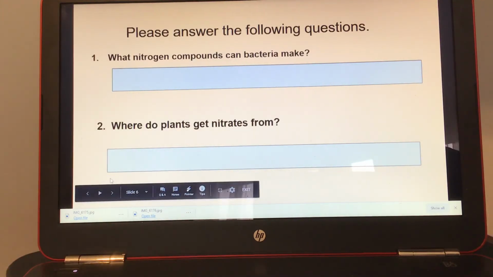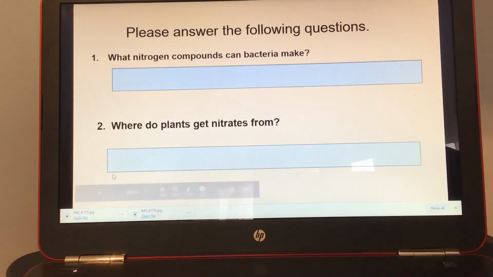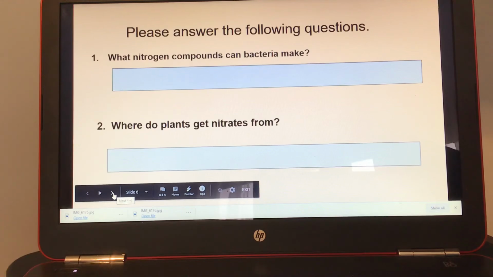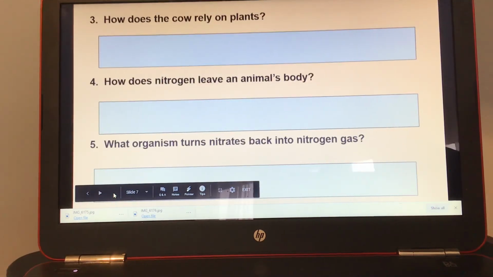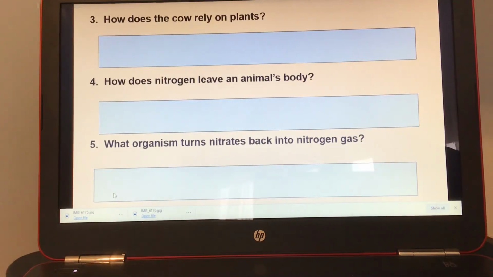So number 1 is, what nitrogen compounds can bacteria make? Number 2, where do plants get nitrates from? Number 3, how does the cow rely on plants? Number 4, how does nitrogen leave an animal's body? Number 5, what organism turns nitrates back into nitrogen gas?